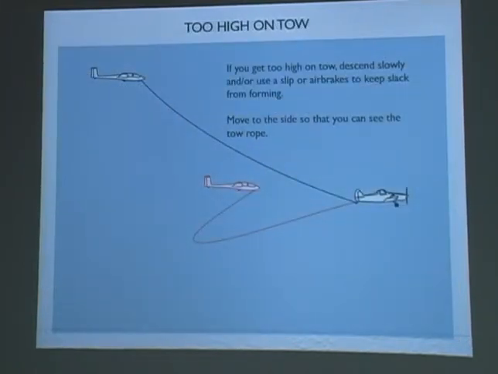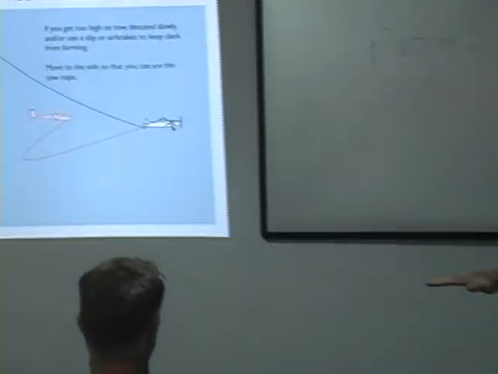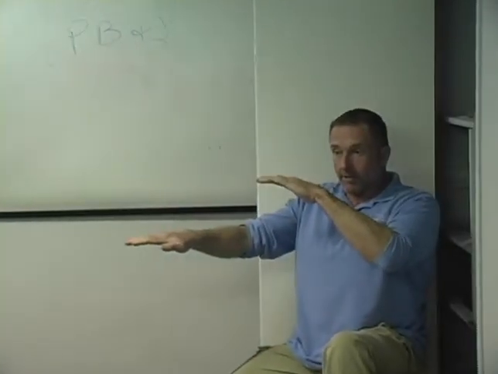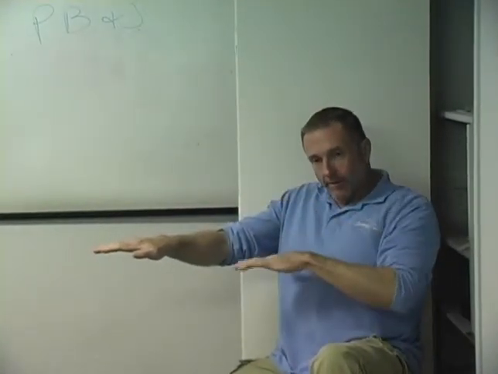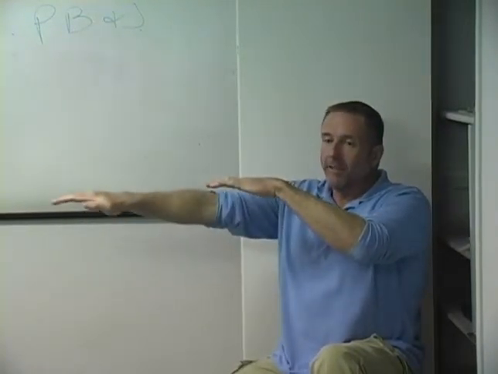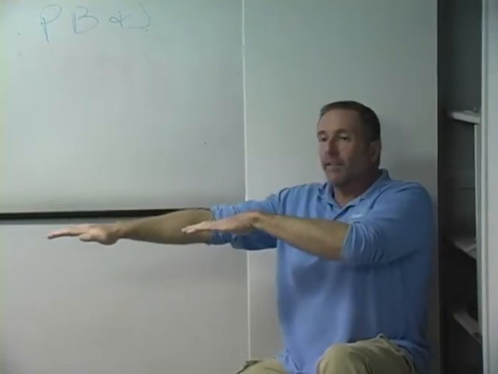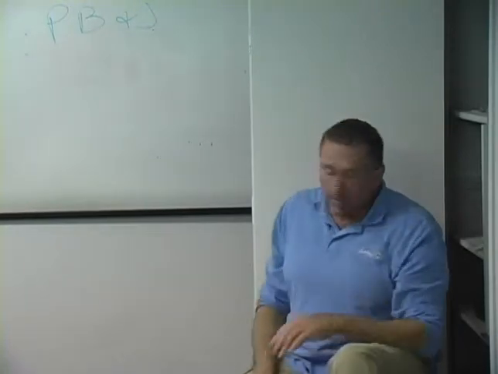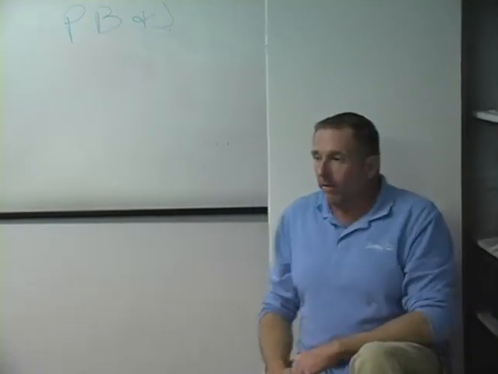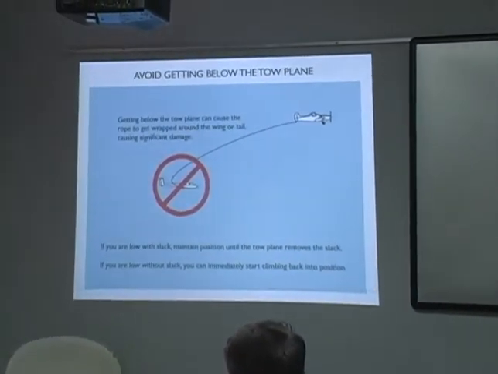If you're high on tow and the rope's still tight, then you can put it into a slip to help come back down a little quicker without the slack forming. You can open the air brakes a little bit if it's really bad. But if there's already slack in the line, then just let the tow plane pull away. Try not to change your position with respect to the tow plane. Let him pull away and dive a little bit at the very end. The one thing you don't want to do is get below the tow plane. Usually that's not a problem, unless you try to get back in position too quick and overshoot.